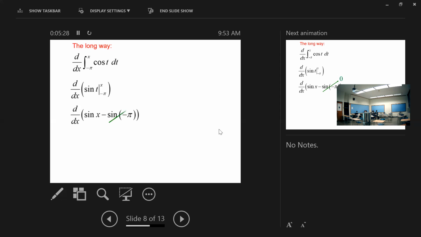We're going to take the derivative of this, except what? See, this is why it's poorly written. Because they take the sine of negative pi.